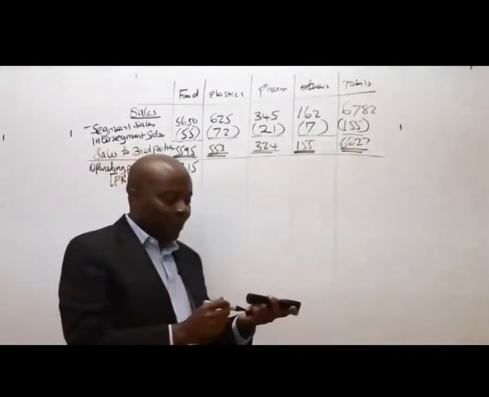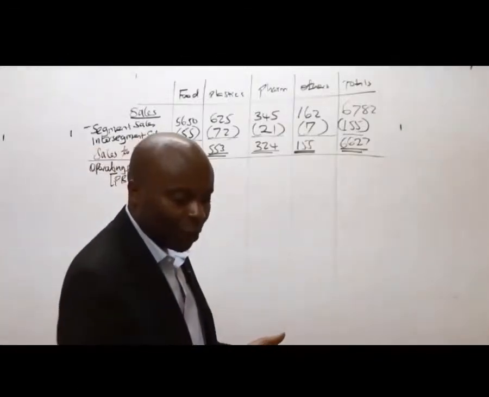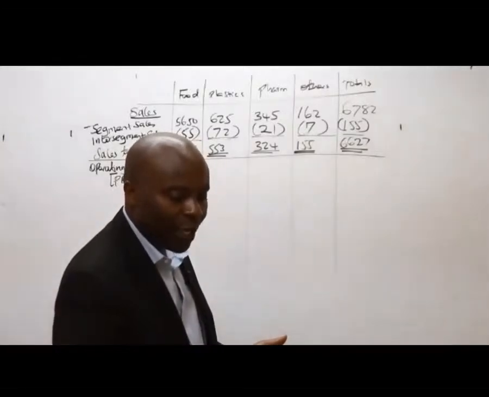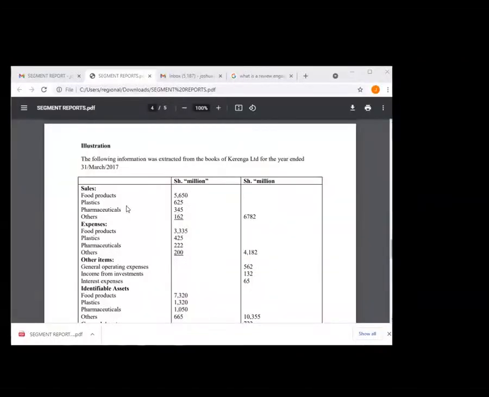So, ladies and gentlemen, if that is the case, please go to the next one. The next one, what are they telling us? The next one is here. You can see the next segment is called plastics. So you pick 625 as the revenue for plastics minus 425 as the expenses for plastics to get operating profit.